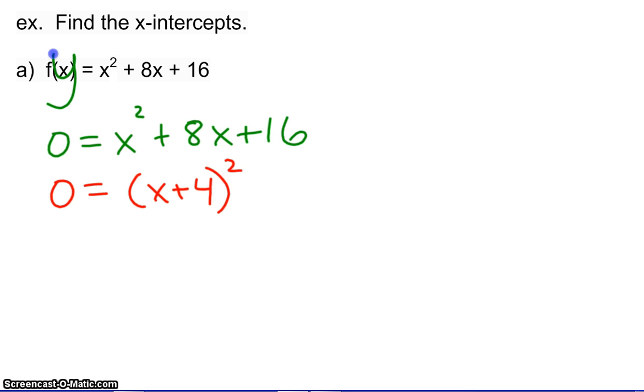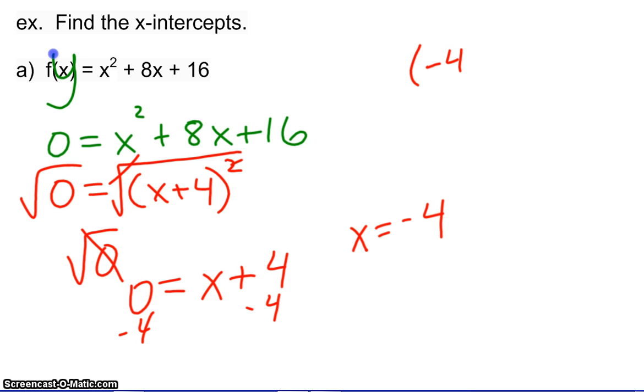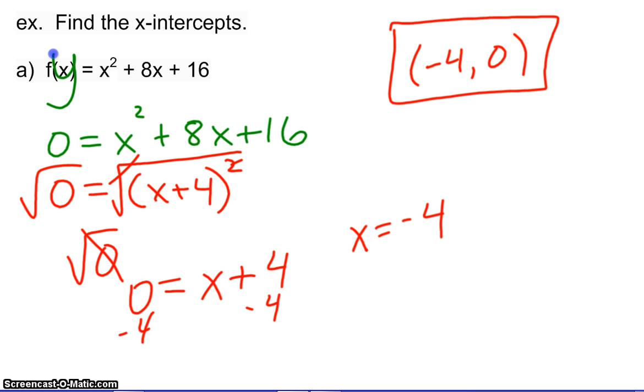And now that it is set equal to 0, we can solve this. We can take the square root of both sides. The square root of 0 is 0, so we have 0 equals x plus 4. And when we subtract 4, we get that the x-intercept is at negative 4. So the ordered pair at which it touches the x-axis is negative 4, 0. And it happens to only have one because, with it being a perfect square, it was negative 4 both times.